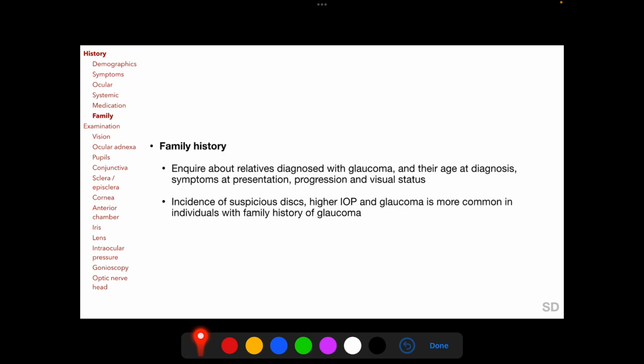In glaucoma patients and in glaucoma suspects, we need to inquire about relatives diagnosed with glaucoma and attempt to find their age at diagnosis, symptoms at presentation, progression of visual field loss, and current or final visual status.